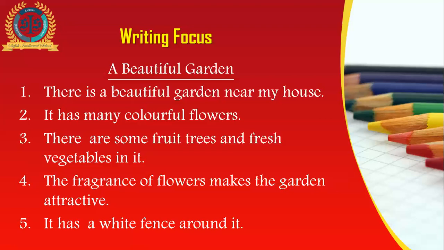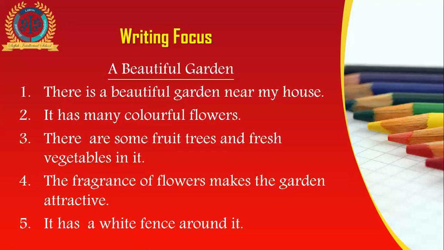Number 4, the fragrance of flowers makes the garden attractive. Why is the garden so attractive? Why does everybody want to go to that garden? Because it has a very good fragrance of flowers. Fragrance means smell, good smell, which we smell, the smell of flowers. It is lovely. So the fragrance is a lovely smell. The smell of flowers makes you crazy and you like that garden and you are attracted to that garden because of that fragrance.